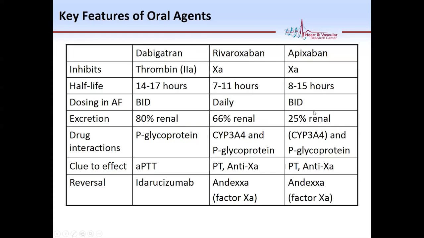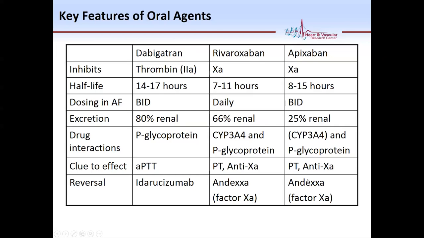Also, we know that there are now FDA-approved specific reversal agents for these drugs. The one that came out for dabigatran came out a few years ago, and now there's something called Andexxa, which is a factor 10A, and being that rivaroxaban and apixaban are 10A inhibitors, this works to reverse these drugs.